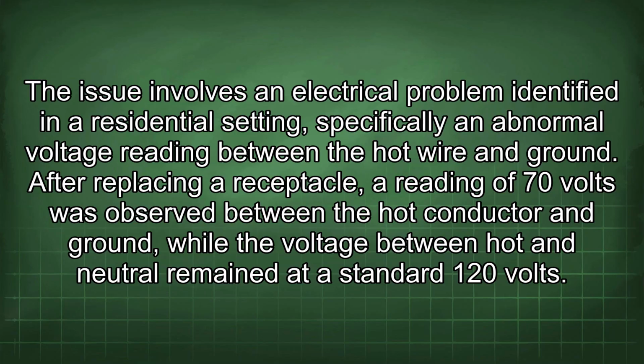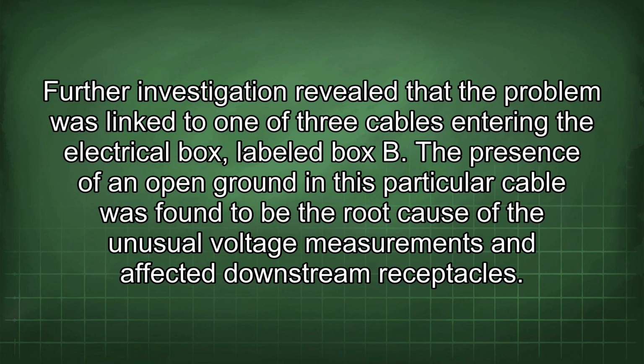The issue involves an electrical problem identified in a residential setting, specifically an abnormal voltage reading between the hot wire and ground. After replacing a receptacle, a reading of 70 volts was observed between the hot conductor and ground, while the voltage between hot and neutral remained at a standard 120 volts. Further investigation revealed that the problem was linked to one of 3 cables entering the electrical box, labeled Box B. The presence of an open ground in this particular cable was found to be the root cause of the unusual voltage measurements and affected downstream receptacles.